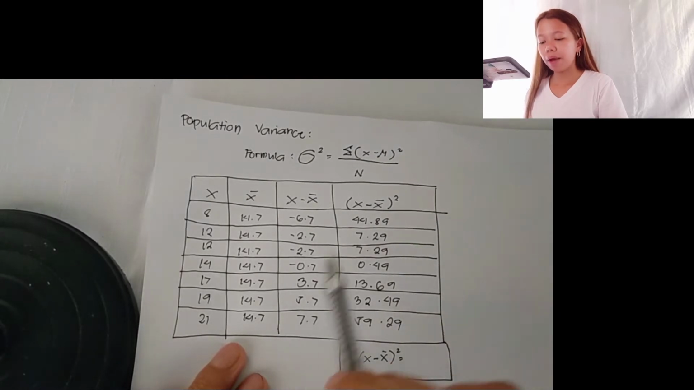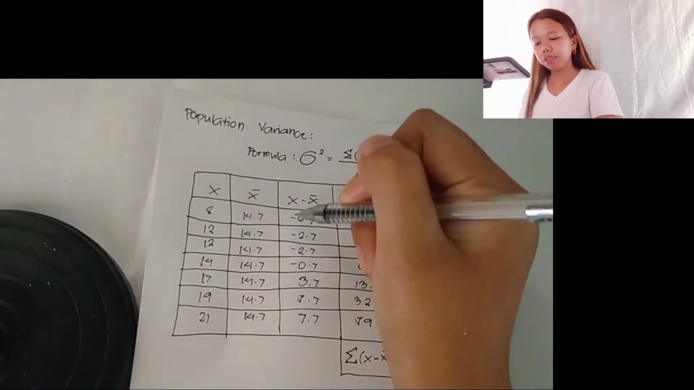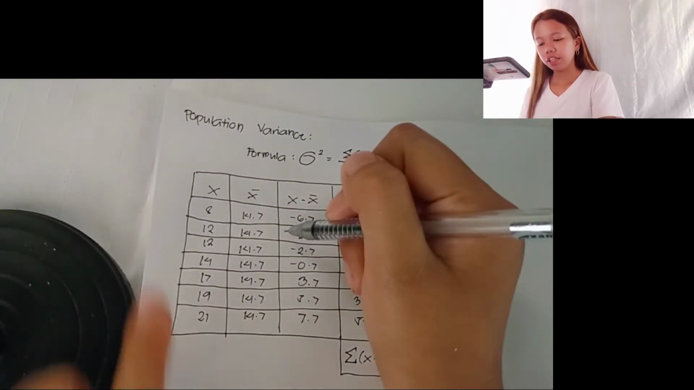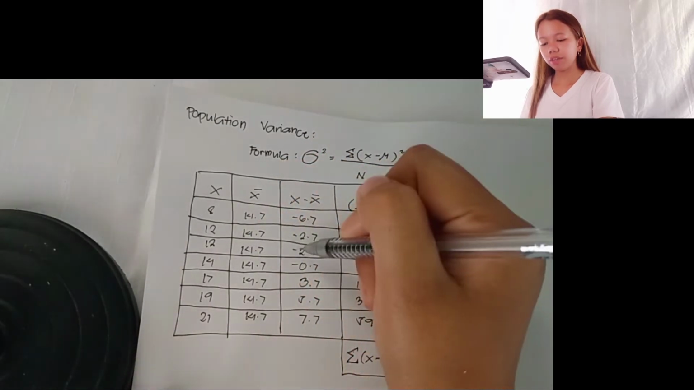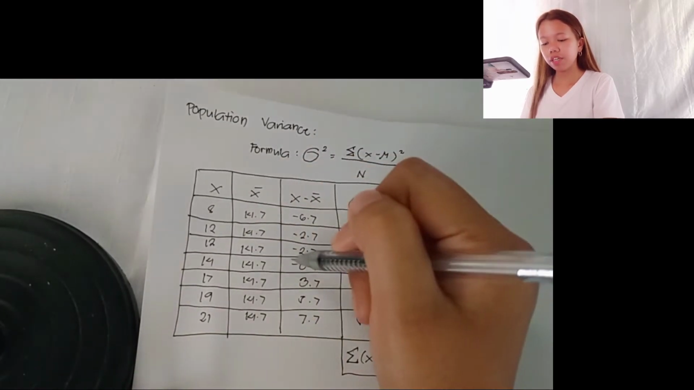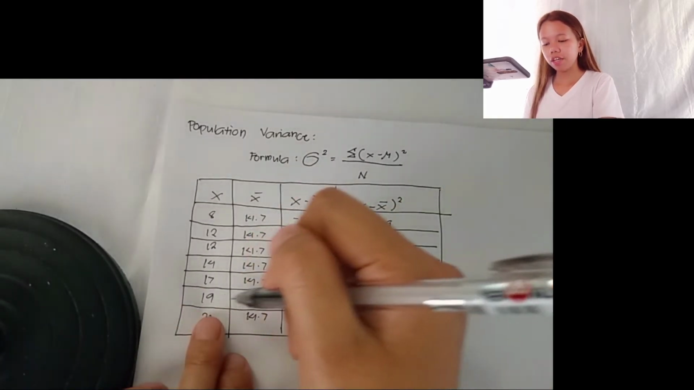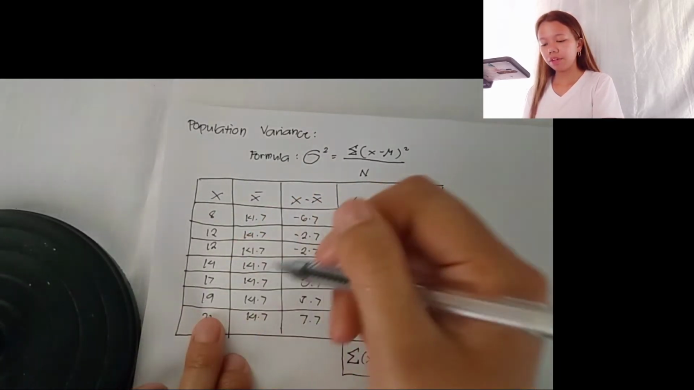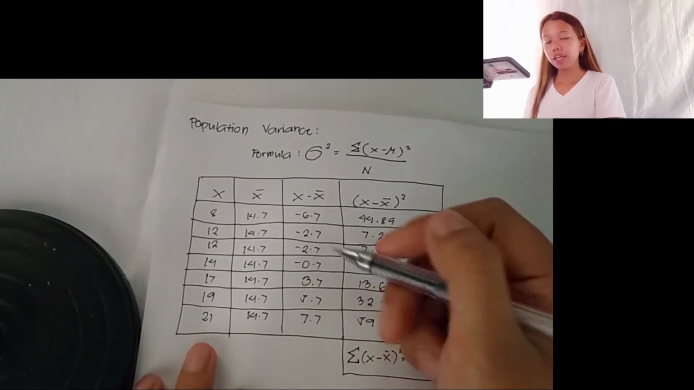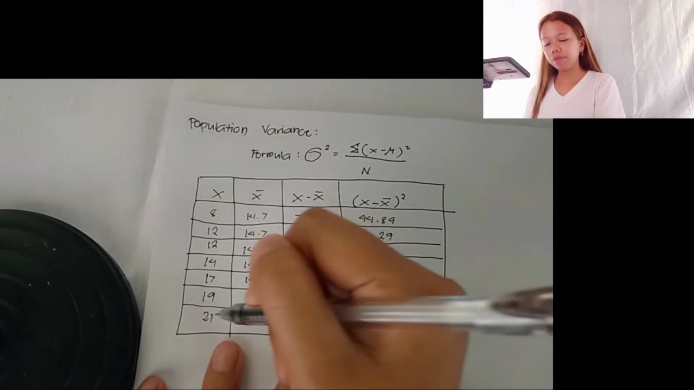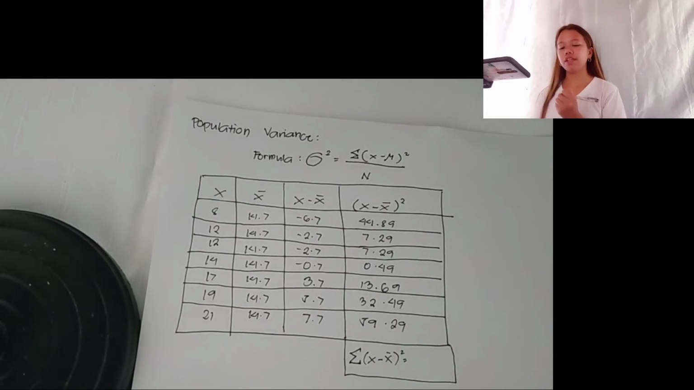And let's subtract the mean and the data value. So that would be negative 6.7. That would be negative 2.7, 12, and then that would be negative 2.7. This is 0.7. This would be 3.7. The 14.7 minus 19, that would be 5.7. And 14.7 minus 21, that would be 7.7.